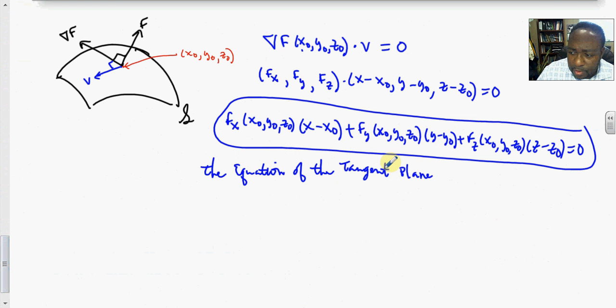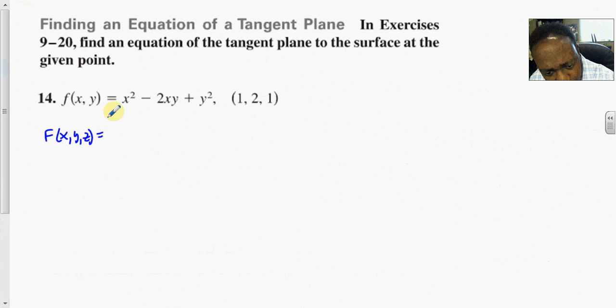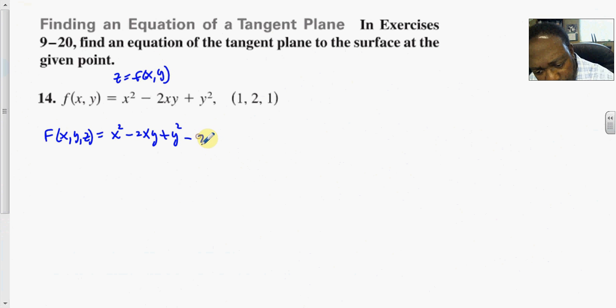Well, let's see if we can consider some of the problems there. So here, in this problem, find the equation of the tangent plane to the surface at the given point. So we first have to write little f in terms of capital F of x, y, z. So this is x squared minus 2xy plus y squared. Remember that z is set equal to little f of xy. So this is minus z, or minus the f of xy.